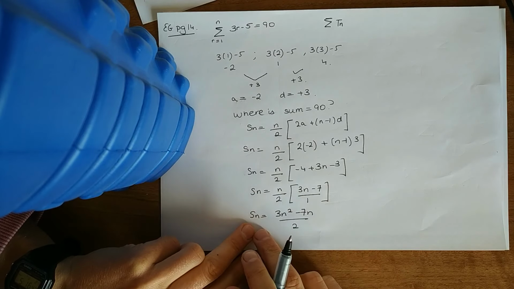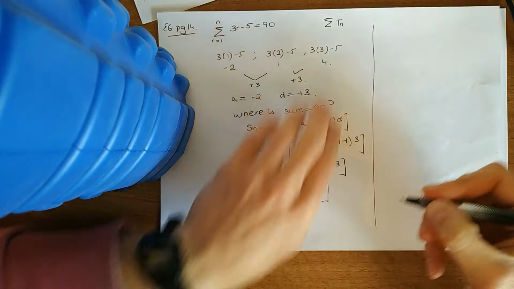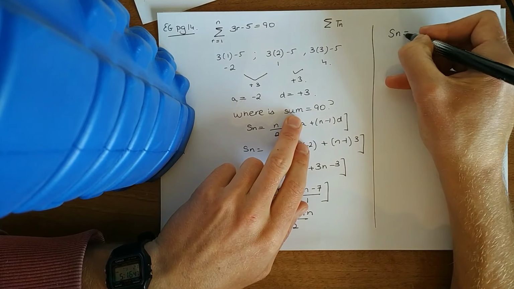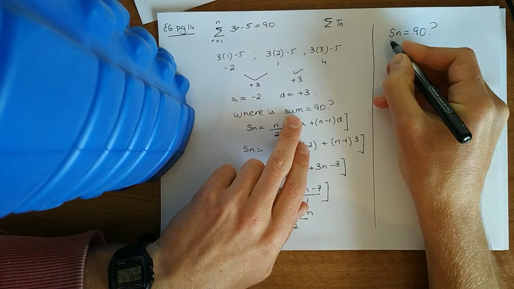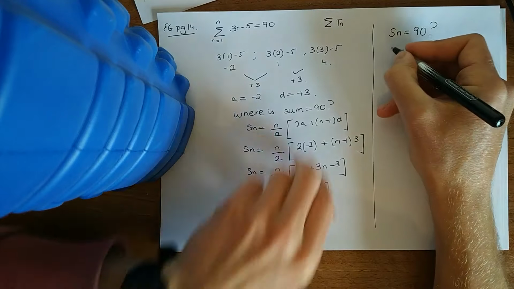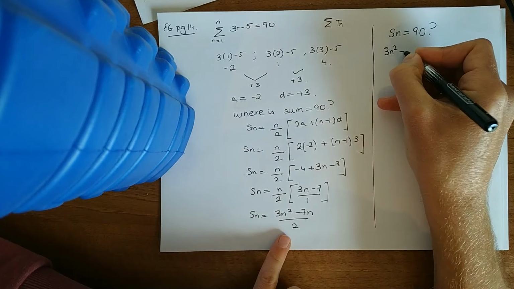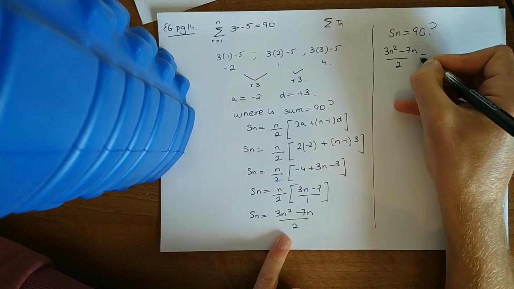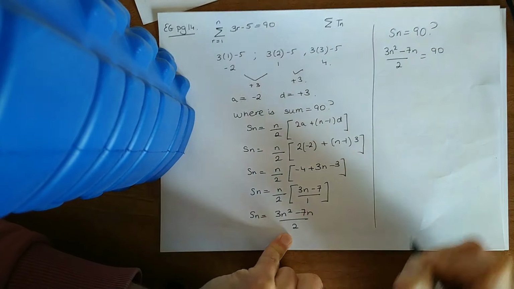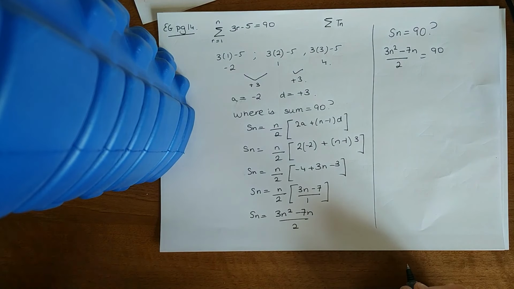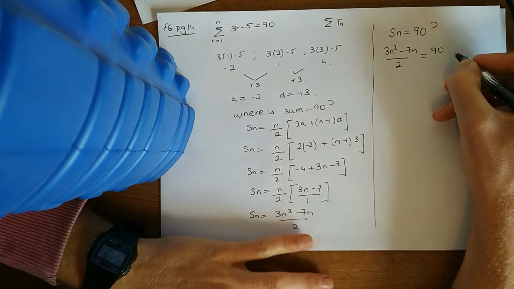Now you've just got to replace your Sn with my sum equal to 90. Where is my sum equal to 90? Here, my Sn is equal to that. 3n squared minus 7n over 2 equal to 90. Now that's tough. There's no questions like that in your book. Must mean something from the exam papers. And once you get that far, you're flying.